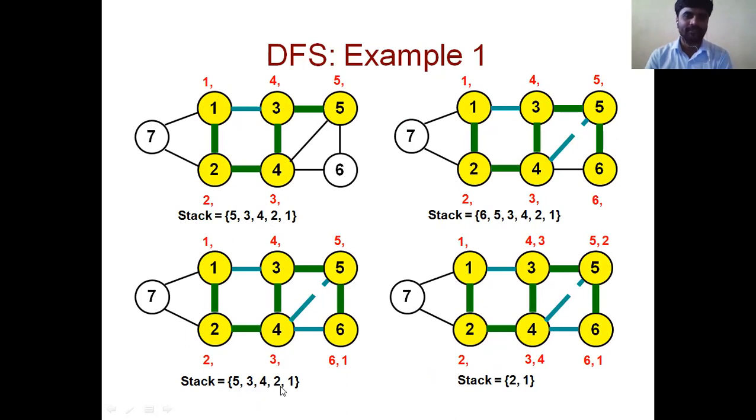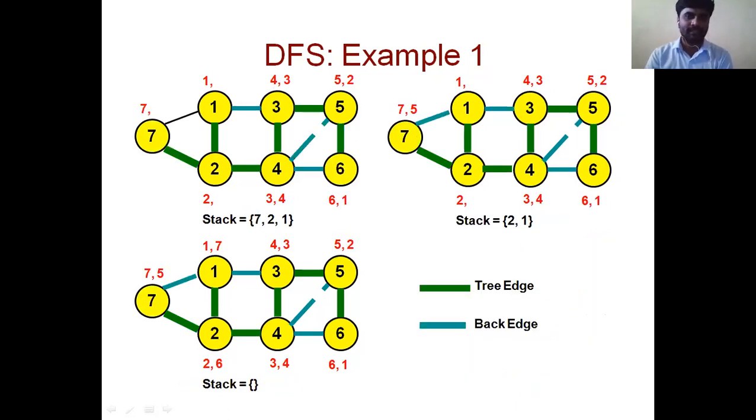Next is 5, 3, 4, 2, 1. So the searching algorithm goes to 5, 3, 4, 2, 1, and the next stack is 2, 1. Then the next stack goes to 7, 2, 1, and the next is 2, 1. And next it is the tree edge. Here the first color shows the tree edge, and the second color shows the back edge.